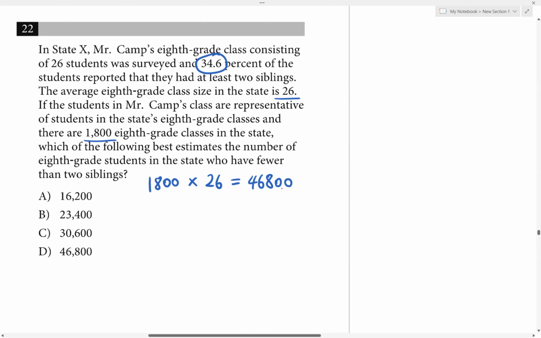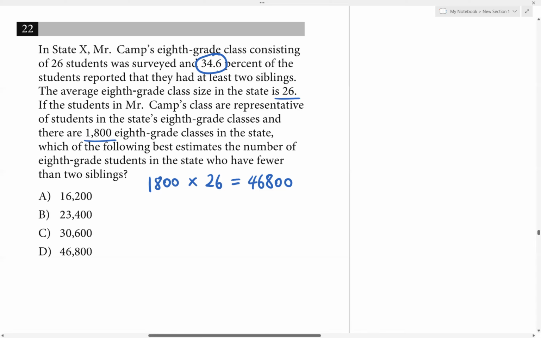Right, so we look at the percentage here, 34.6% is the students that have at least two siblings, right? So at least two is greater than or equal to two. Okay, so if we want fewer than two siblings, we do have to subtract from 100%, okay? Because we have 34.6% at least two, so pretty much everyone else will have fewer than two, right?